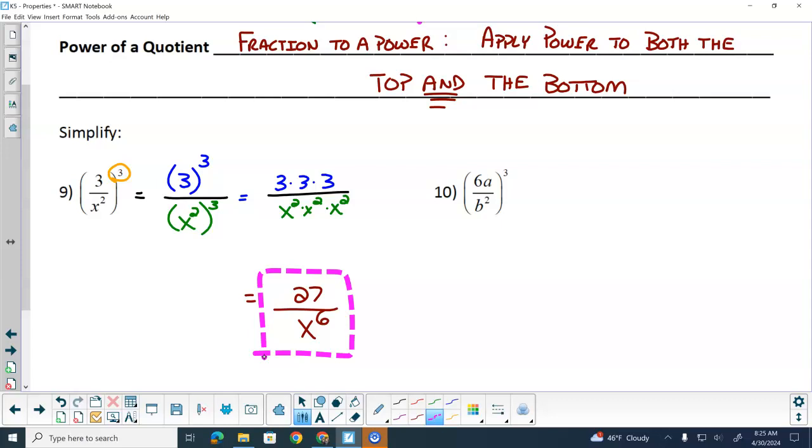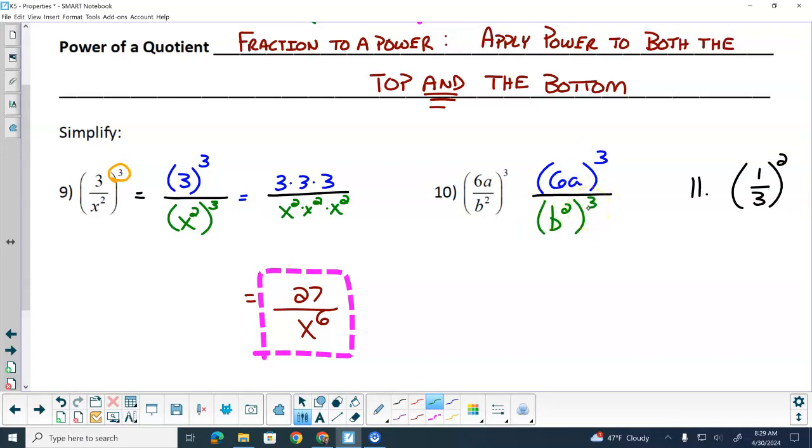You try number 10, and I'm going to add you a number 11: one-third squared. You try 10 and the new 11. A couple of different layers on this number 10 here. So this is going to be 6a all to the third power, and this is going to be b squared all to the third power.